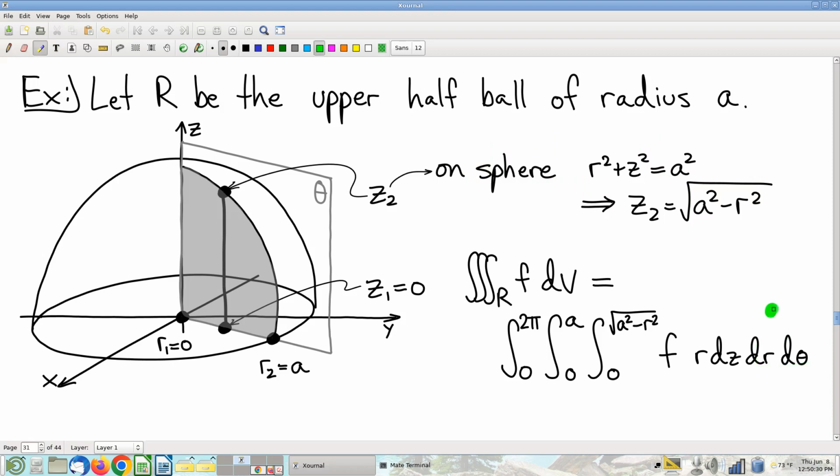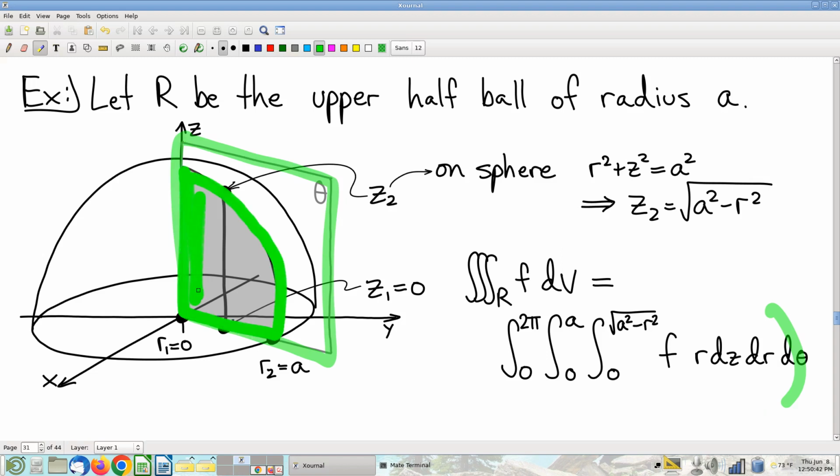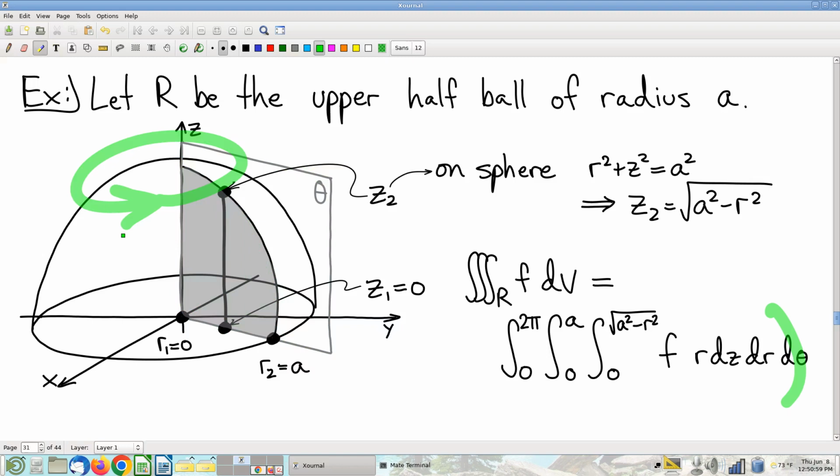Okay, so theta bounds. What's our range of values of theta? Well, here's a theta slice, a half plane hinged on the z-axis. This is what that cross section actually looks like. Our actual cross section is a quarter disc. Notice that this goes all the way around, so theta goes from 0 to 2 pi. Reasonable?